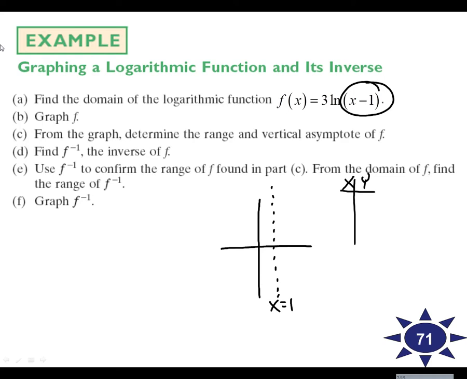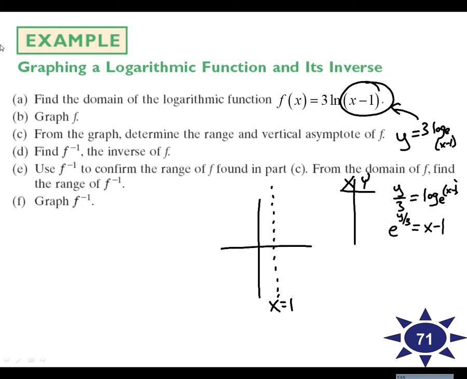I think it's helpful to rewrite your problem and find the exponential function. All right? So if we rewrote this, this is y equals 3 log base e of x minus 1. Okay, let's divide by 3 first. Y over 3 equals log base e, natural log of x minus 1. Rewrite that. This is e to the y over 3 equals x minus 1. All right?